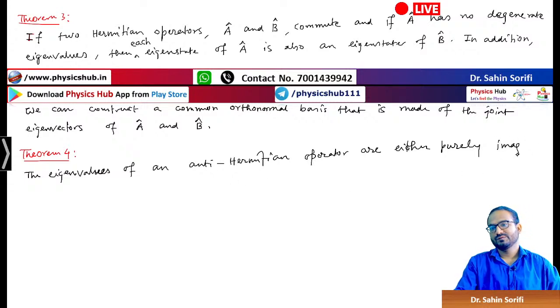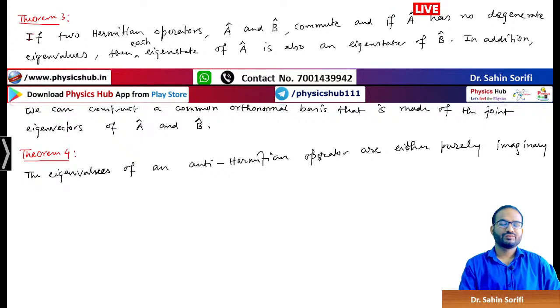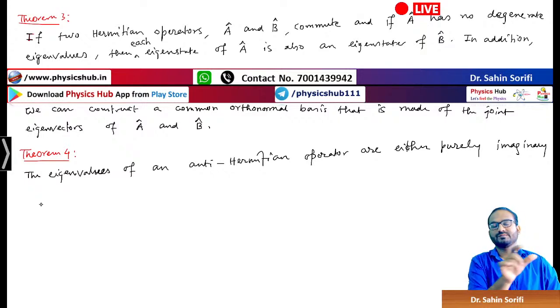Purely imaginary means what? What is the difference between imaginary and purely imaginary? Purely imaginary means there will be no real part. Let's say 1 plus 2i, so this is imaginary. If you only have 2i, 3i, minus 5i, so these are purely imaginary. Only the imaginary part is there. These are purely imaginary or equal to 0.